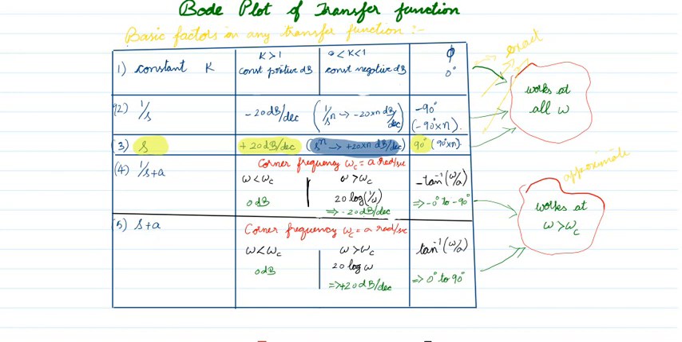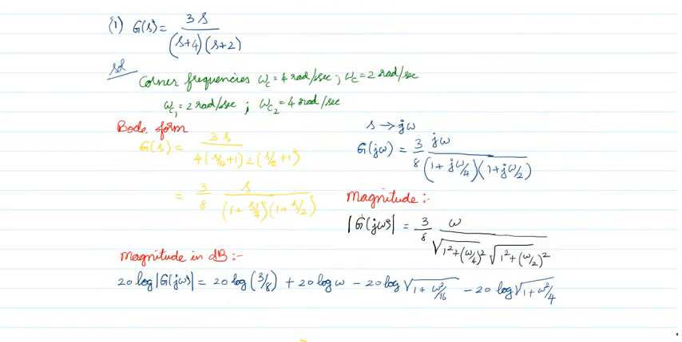Now we move into a problem. We take a transfer function G of s given as 3s by (s plus 4) into (s plus 2). First thing we have to start with is the corner frequency. What are the corner frequencies? If you look at the s term, we don't have any corner frequency. What is the corner frequency of s plus 4? In the first slide we have seen s plus a, and the corner frequency is a. Here s plus 4, so the corner frequency is 4. S plus 2, the corner frequency is 2.